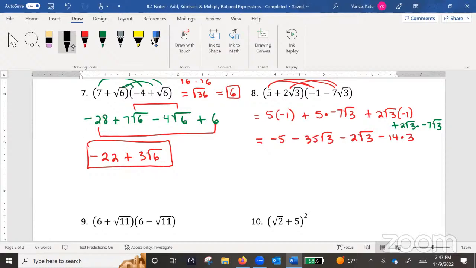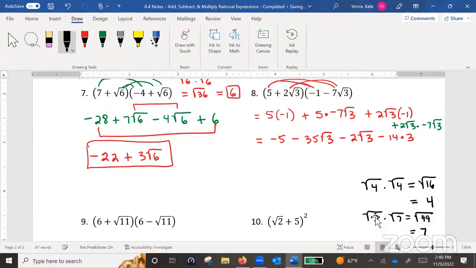Right, because it's square root of 16, which is 4. If you did square root of 4 times square root of 4, you would get square root of 4 times 4, which is 16, and square root of 16 is just 4. Square root of 7 times square root of 7 is square root of 49, which is just 7. Because we multiply them together and then turn around and take it back out.